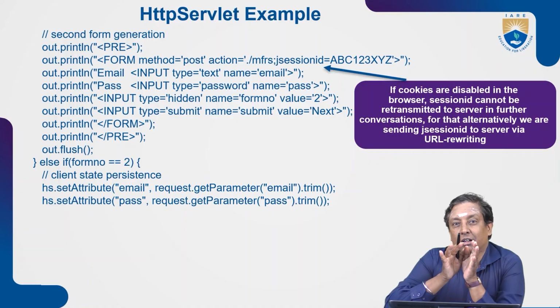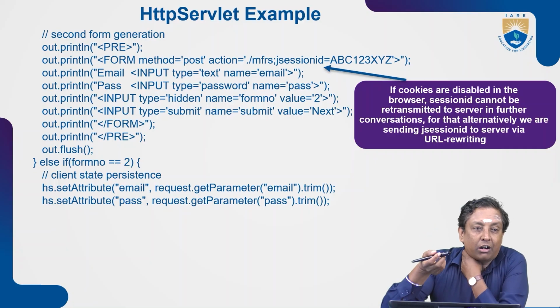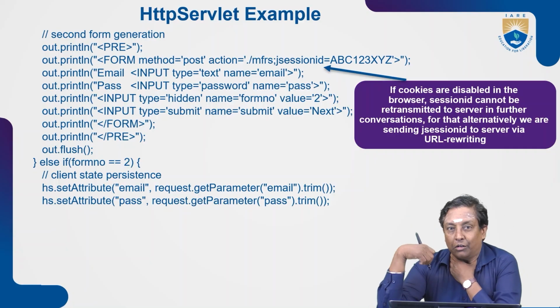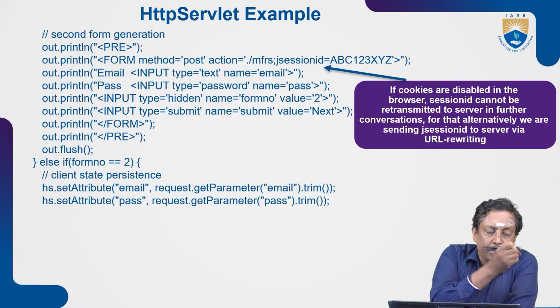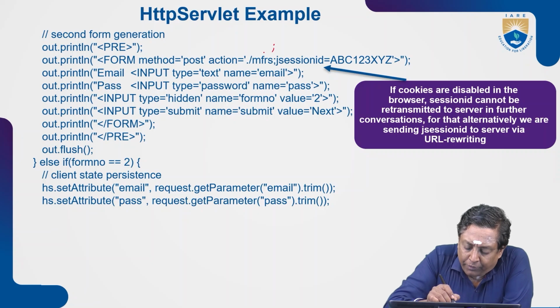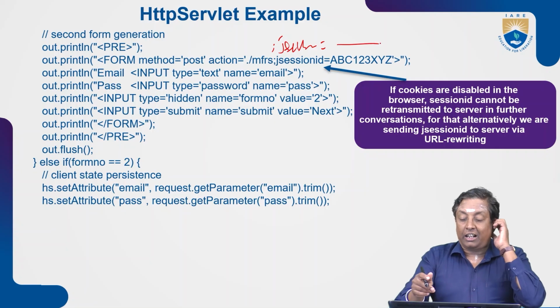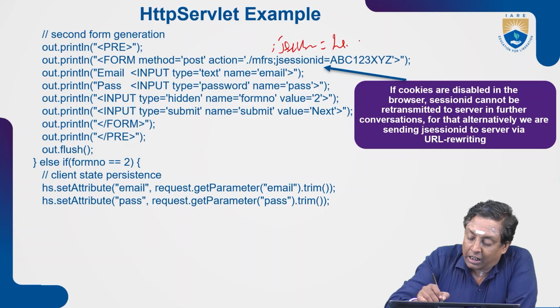Suppose the client disables the cookie, then how is the session managed? As an alternative, as a developer, we precautionarily put a semicolon jsessionid equal to the 32-character length session ID at the end of the action path, while sending every form or response back to the browser. We are not going to hardcode ABC123XYZ. We write the HTTP session object dot getId here.